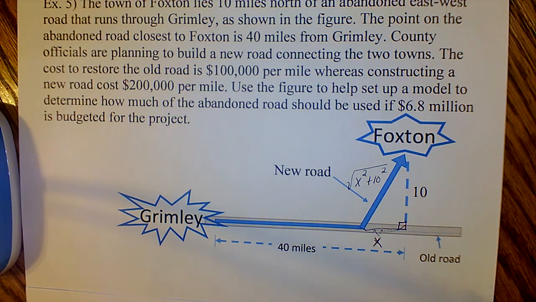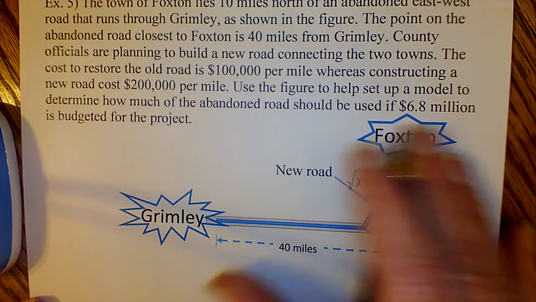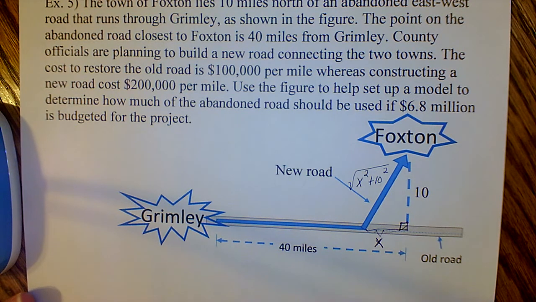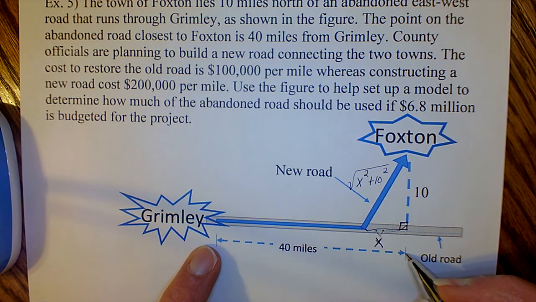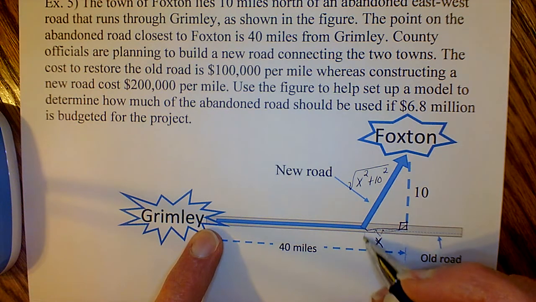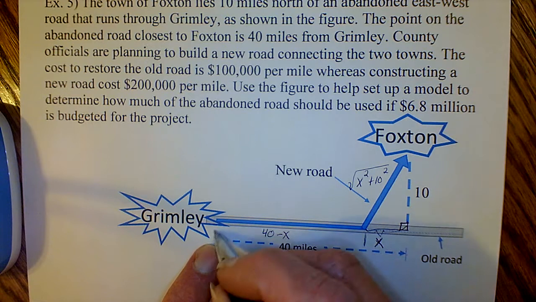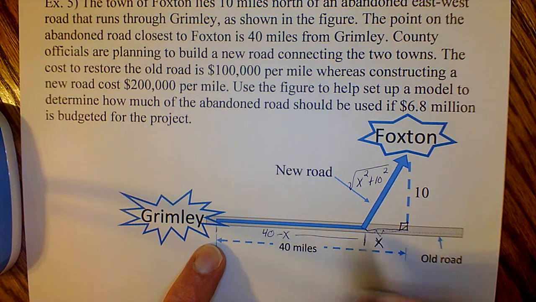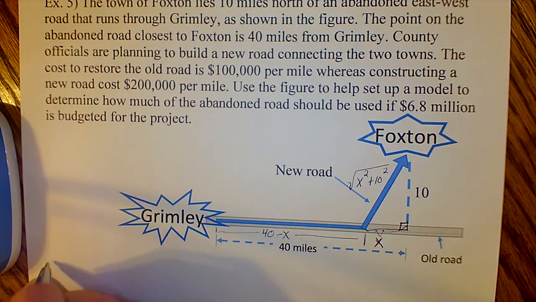So when we pave this, we know that we've got $6.8 million budgeted for this project. Let's consider how much we have. All the way to here is 40. But if we take off this x, the amount of the abandoned road that we're going to be paving is 40 minus x. And so 40 minus x times $100,000 is part of our cost.